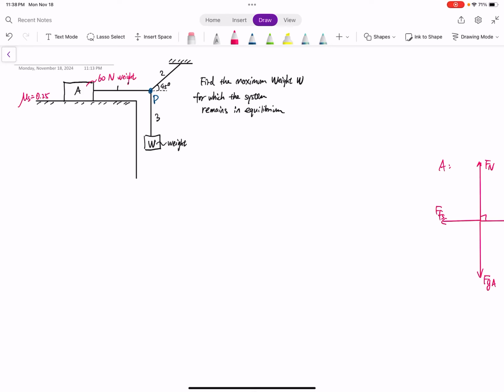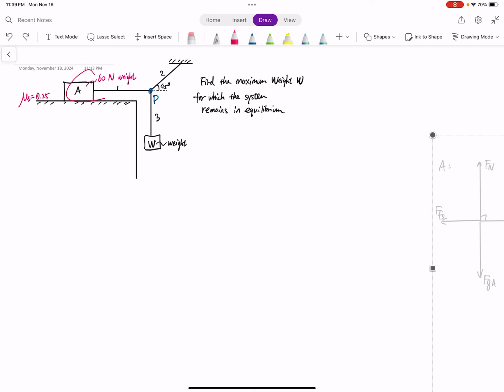Like balancing. And let's read the question. So we have two blocks connected through 3 different ropes, and then they give you the angle 45 degrees with the ceiling for the second rope, and then they tell you the pieces of information needed for the block A.